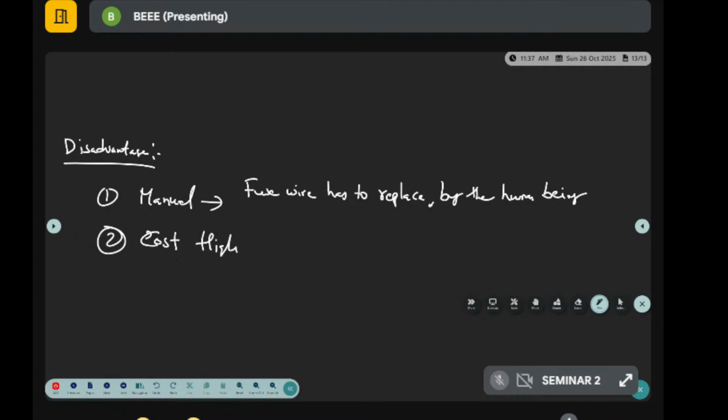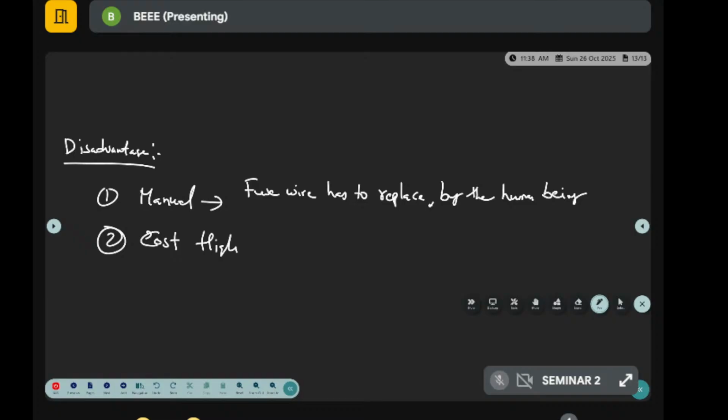Cost is high. So these are the two disadvantages. The first disadvantage is that I require more wires. Whenever a short circuit appears, what happens? You have to change that wire. As a human being, I have to replace the wire. So a human is needed for the fuse.